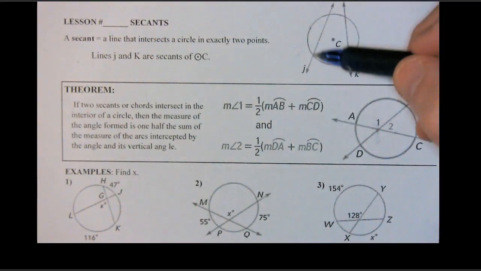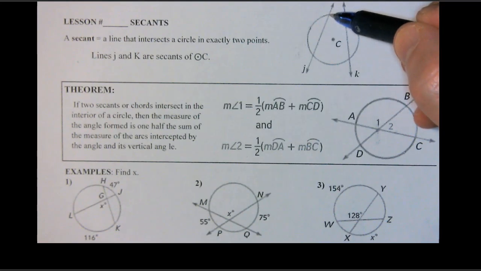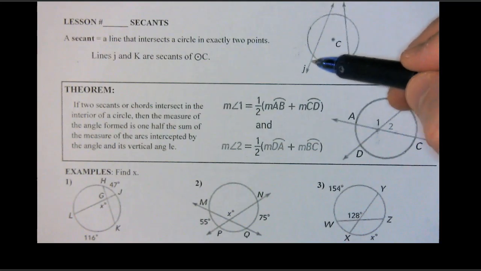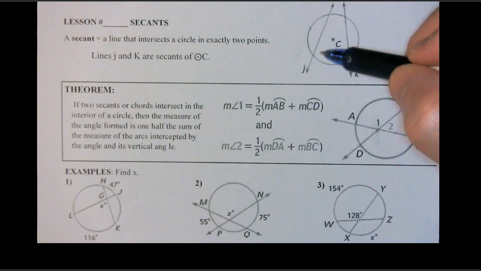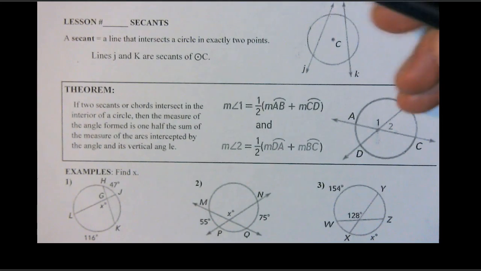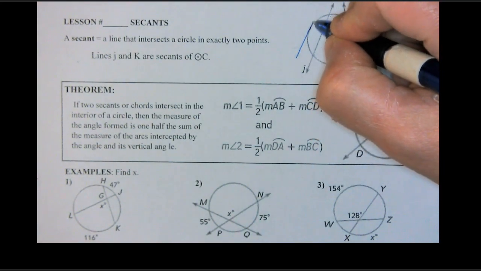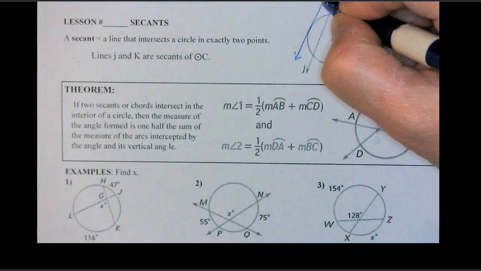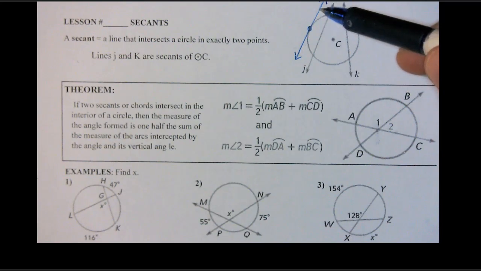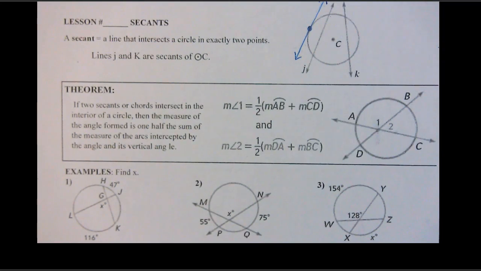A secant is a line that intersects a circle at 2 points. So in this drawing right here, we have the circle C, and we see that line J and line K are secants because they intersect the circle at 2 points, which is very different than a tangent, which is a line that intersects the circle at one and exactly 1 point. So this would be a tangent, and these two would be secants.